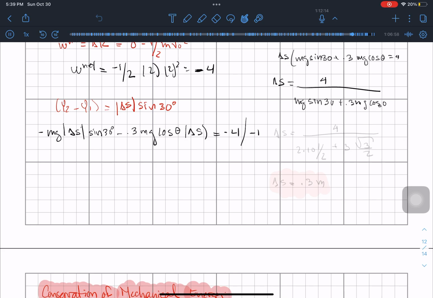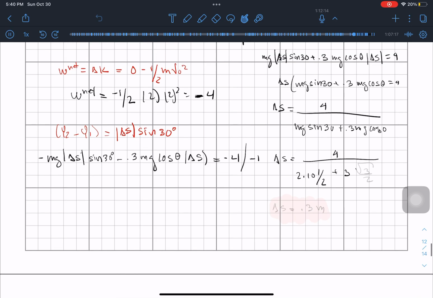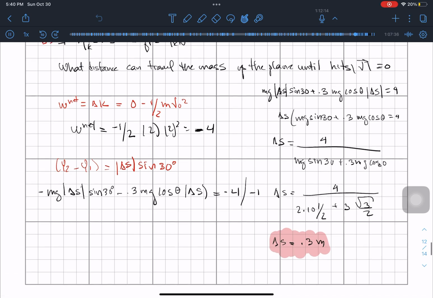Now we just have to plug the values into the equation. So delta s is going to be equal to 4 over 2 times 10 times 0.5 plus 3 times the square root of 3 over 2. This will give delta s a value of 0.3 meters, which is the distance that must be traveled to reach a velocity of 0.